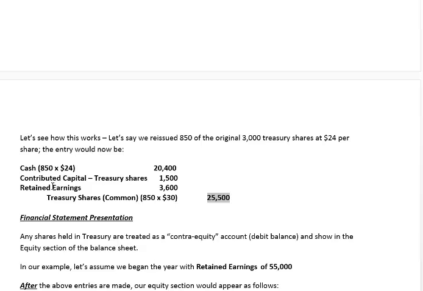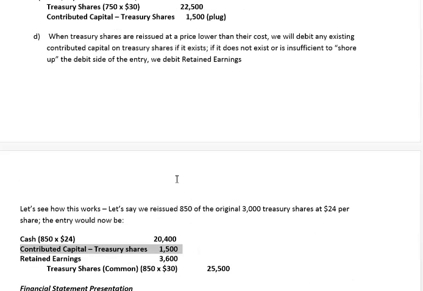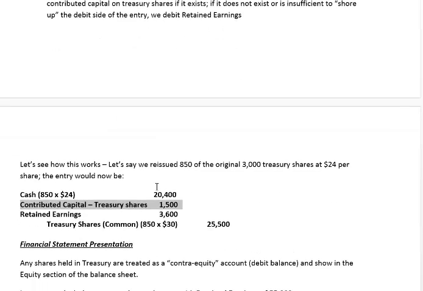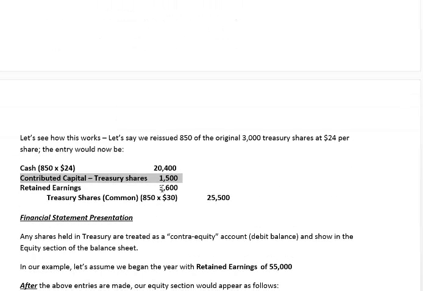We see that $20,400 and $25,500 doesn't balance. So to shore it up on the debit side, what do we need to do? Well, you notice from the previous transaction, we did have some contributed capital from treasury shares, and we said here that we're going to debit any contributed capital to try and balance the entry. So we don't have enough, but we can use what we have, which is $1,500. So we're still $3,600 short, so that difference would be debited to retained earnings.